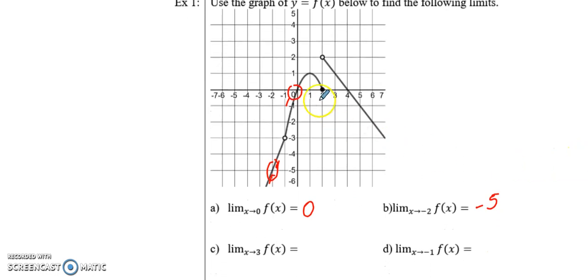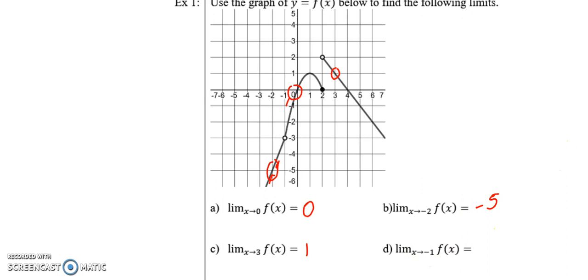So let's take a look at 3. As we close in on x equals 3, if we're looking at the graph, here's the graph. We're closing in. So in this small region of the domain, what is the function value approaching? 1. Exactly.